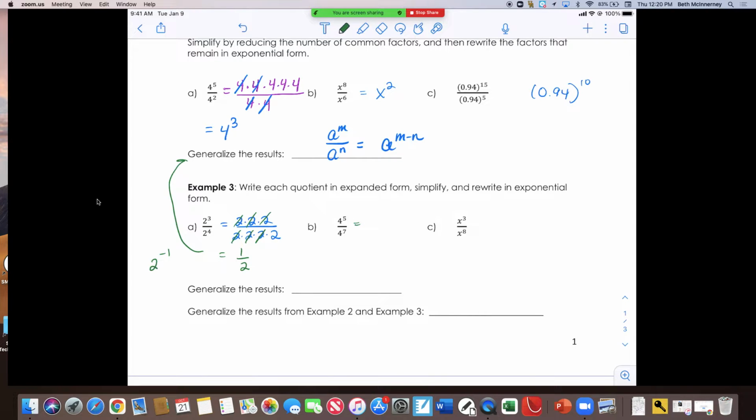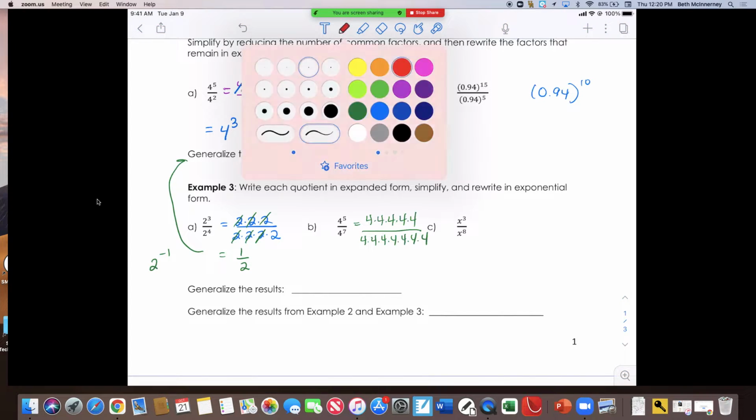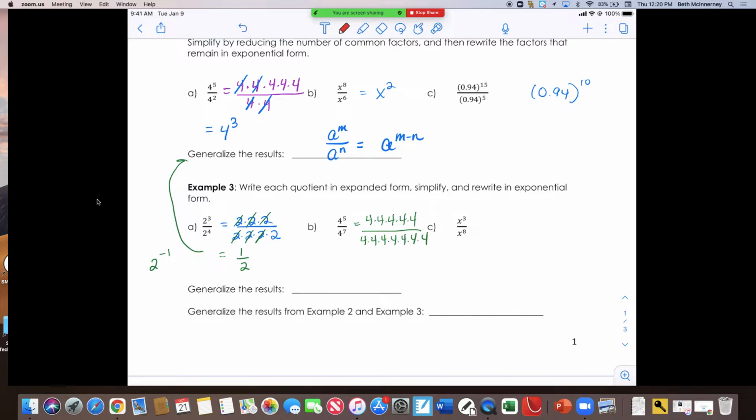So letter B, 4 to the 5th. I would do 4 times 4 times 4 times 4 times 4. 4 to the 7th. Cross out the common factors. So that leaves us with 1 over 4 squared. But if you subtracted, isn't that 4 to the negative 2?